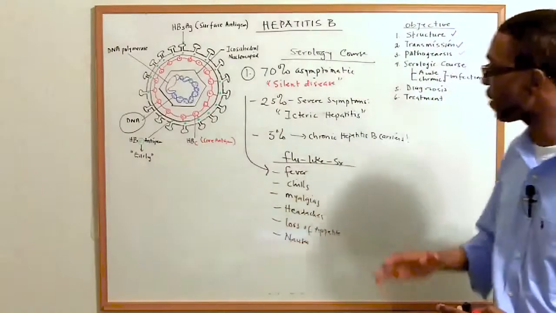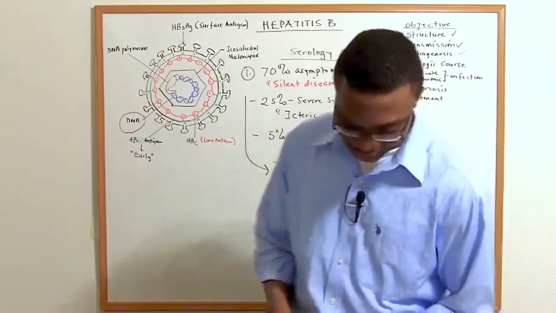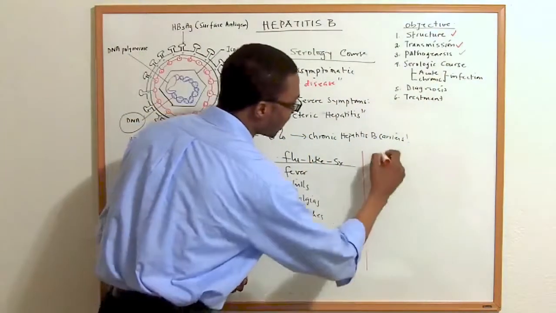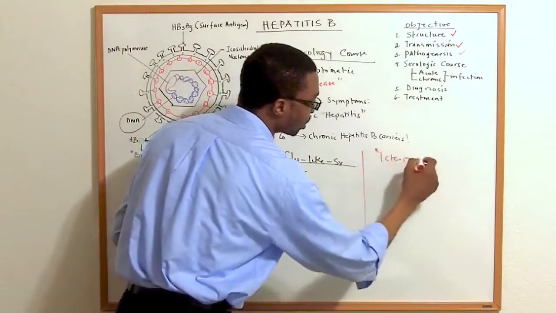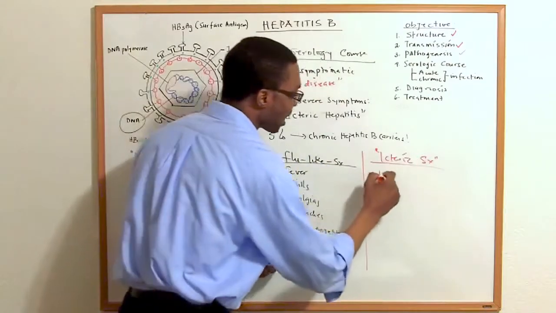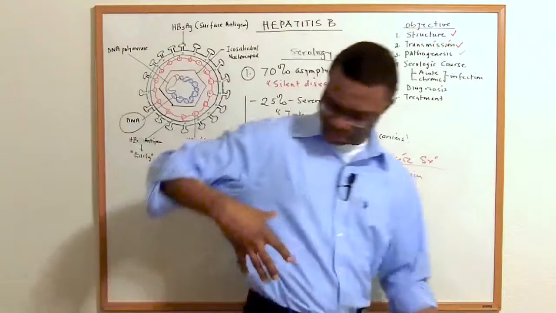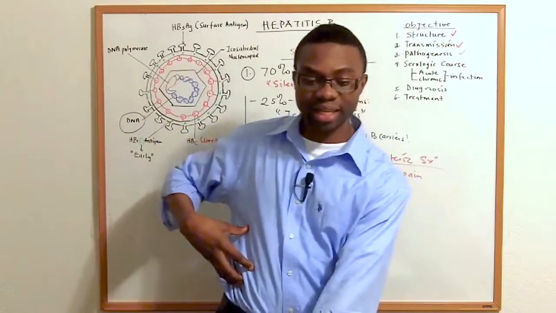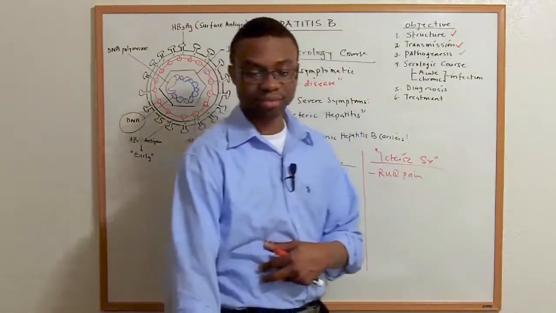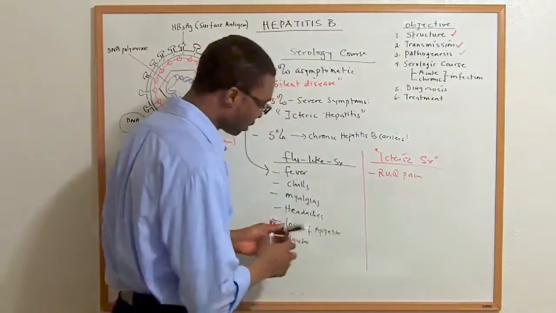However, if you do develop a severe icteric hepatitis, these are the symptoms patients are now going to present with. Now, icteric is from the word jaundice, right? With icteric symptoms, patients are going to have right upper quadrant pain. Why do they have right upper quadrant pain? Because this is exactly where the liver is. The liver is in the right upper quadrant. So patients will have right upper quadrant pain. They will have fever.